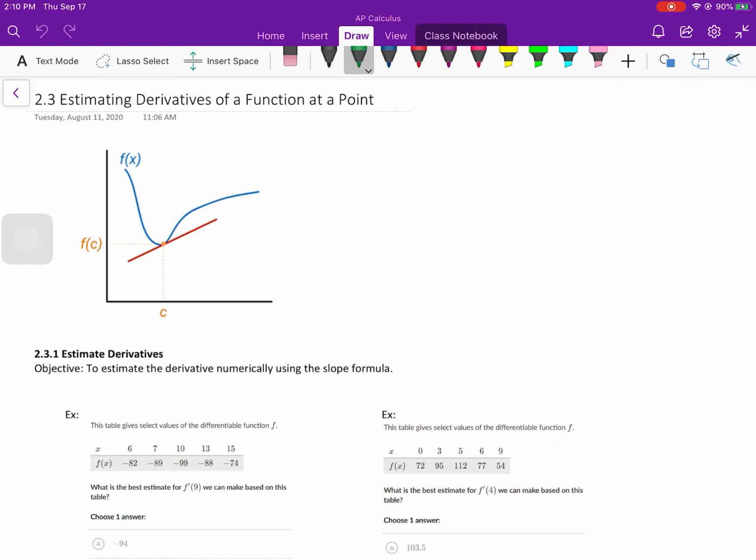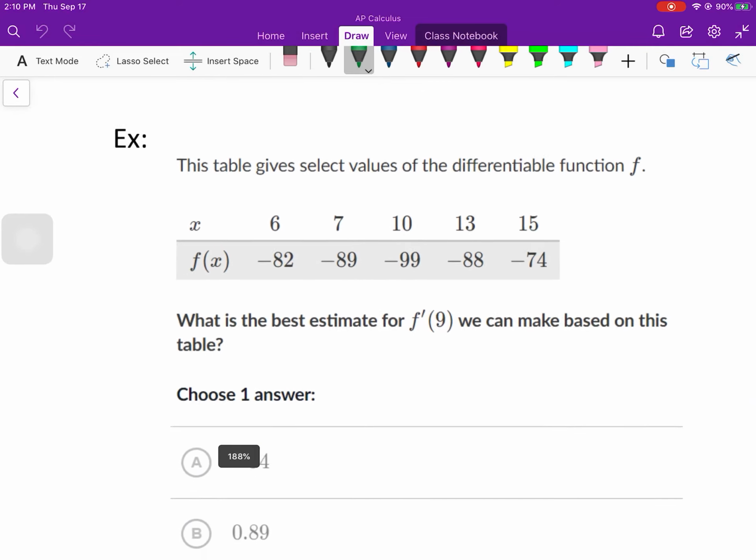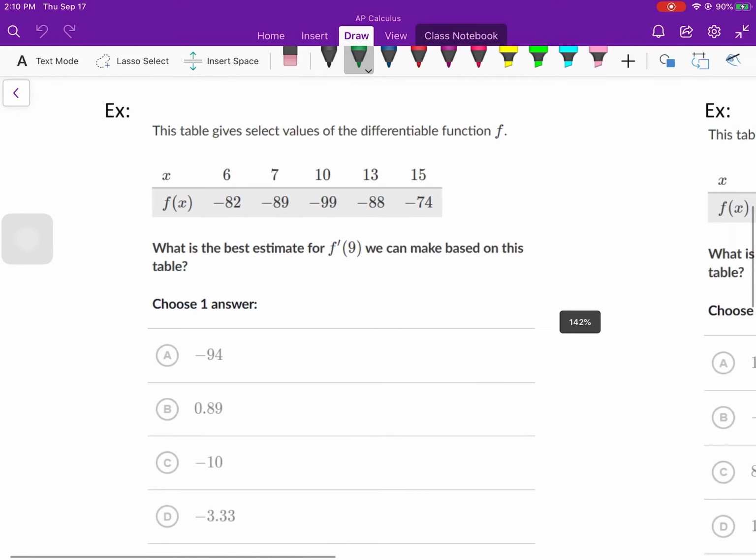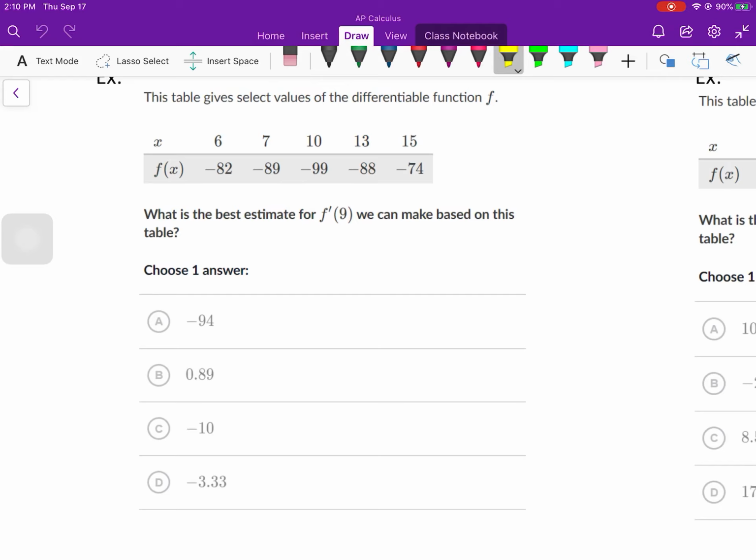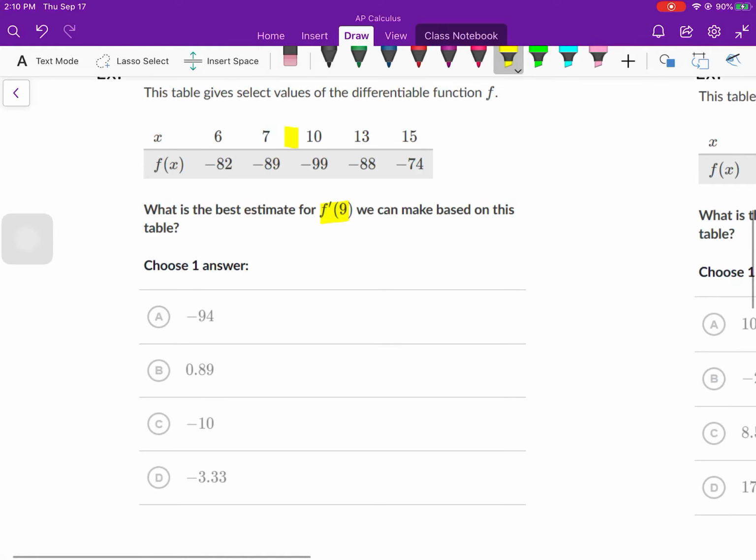So what are we going to do? Well, we know derivative is slope, right? So your best way to approximate given a table would be to use the slope formula. So if we want to approximate f prime of 9, we probably want to pick 2 points as close to 9 as we can and find the slope of that. So where would 9 be? 9 would be right there.